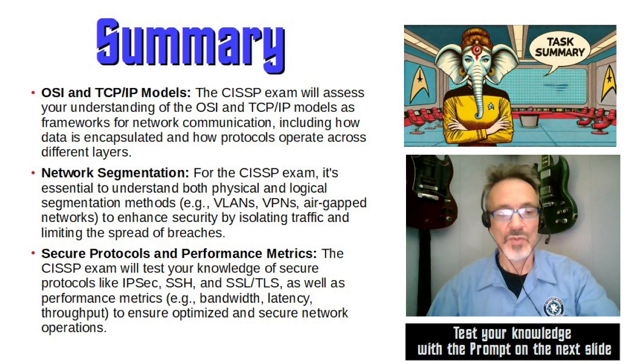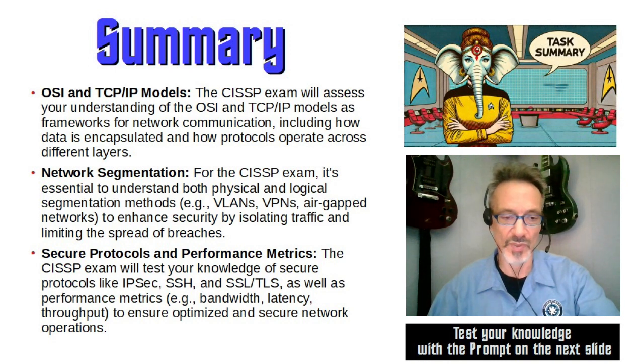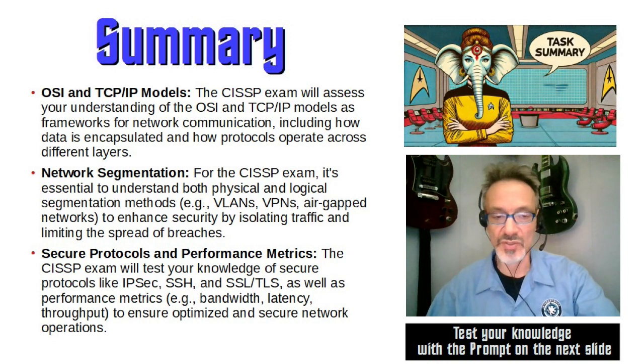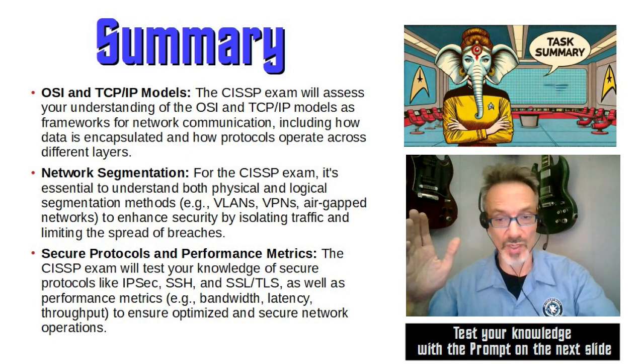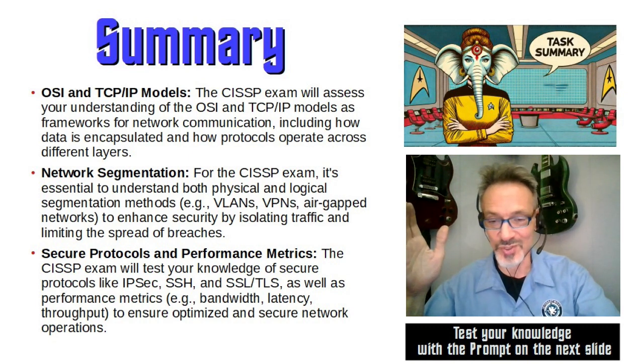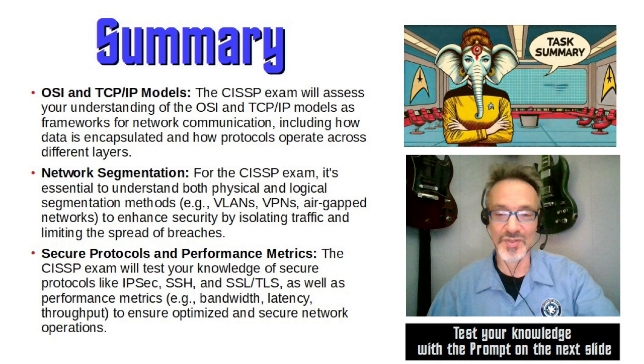We talked about network segmentation. For the exam, it's essential to understand both physical and logical segmentation methods, such as VLANs, VPNs, and air-gapped networks. And we talked about some very important security protocols like IPsec, which secures layer 3 at IP. And then we talked about both SSH and SSL, now TLS, that do layer 4 traffic. And the difference being that SSH does not require a PKI CA signed certificate, right? So that's the big difference. Other than that, they work basically the same.